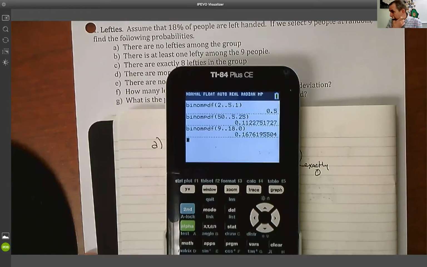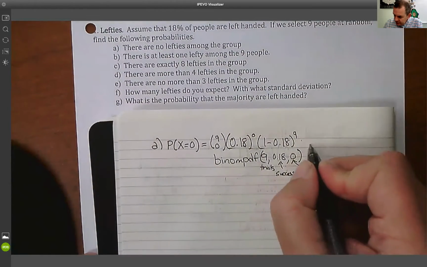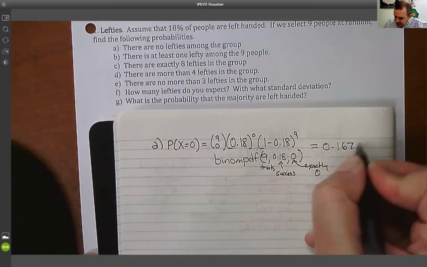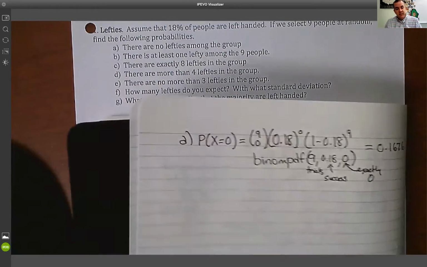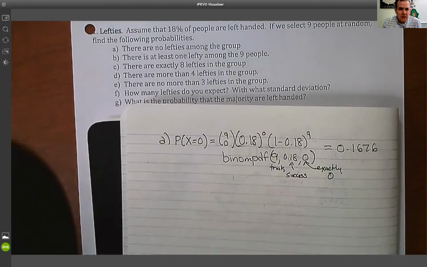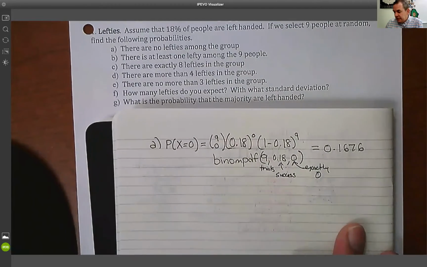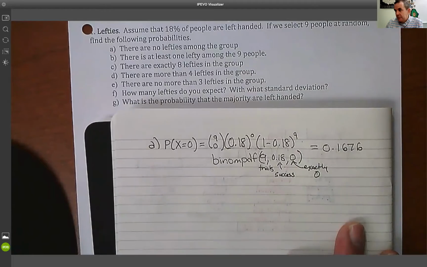It's going to say about 0.1676. So this probability is equal to 0.1676. I want you to take it to 4 decimal points. What this is saying is that it's not statistically significant. The probability is 16%. It's not great, but it's not unlikely to get none when you grab 9 people.